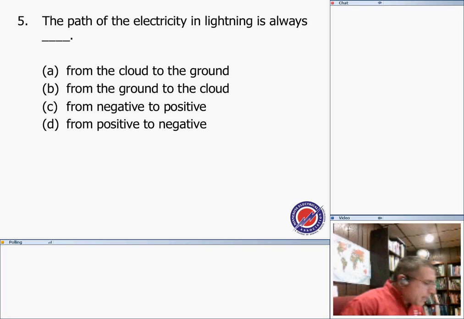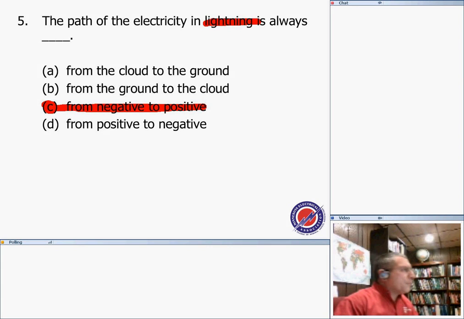Okay, the path of the electricity in lightning is always, our answer for this one, number 5, is C, which is from negative to positive. From negative to positive. That's based on Delmar. Lightning electricity goes from negative to positive.